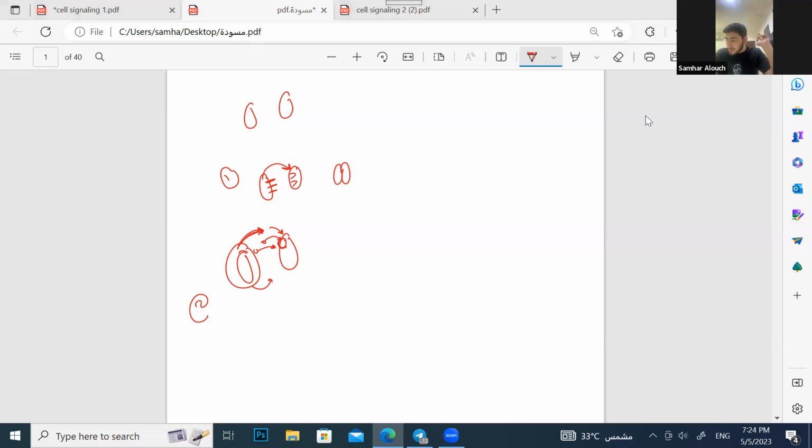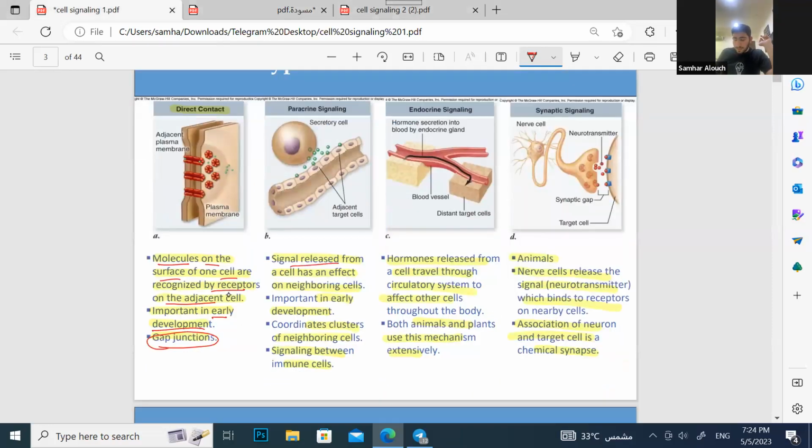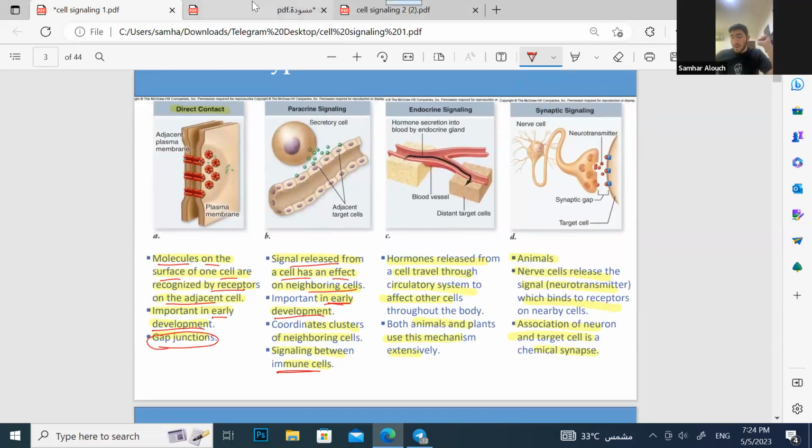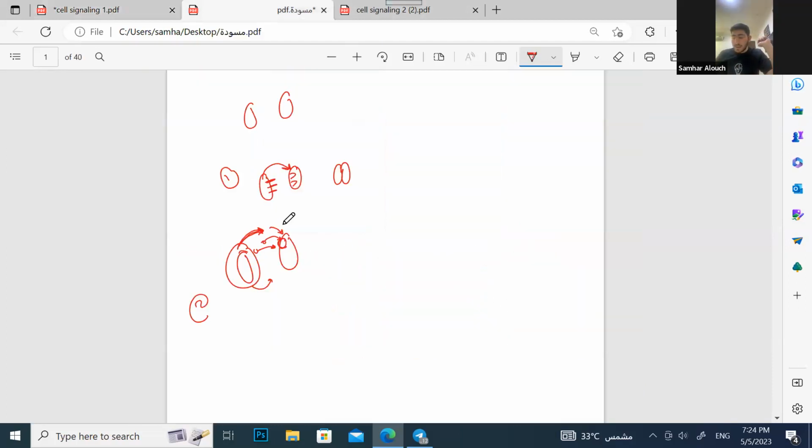Okay, so as I said, a signal released from a cell has an effect on a neighboring cell. It's also important in early development, it coordinates many neighboring cells, and it is important in signaling of immune cells. That can be an MCQ, like which of the following signaling happens in the immune cells, and the answer is paracrine signaling. The third way is endocrine signaling, and it's like this.